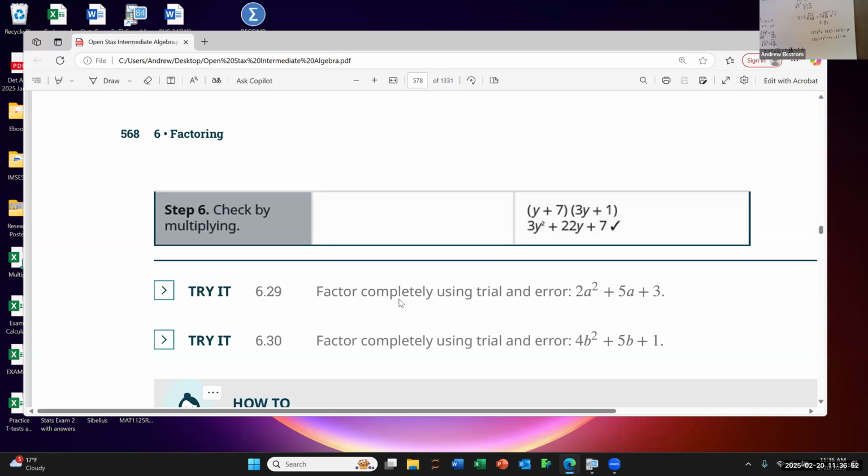And then how do you deal with that? As far as I'm concerned, if this is a problem on the exam and you write y or quantity y plus 7 times the quantity y plus 1/3, I'll give you full credit for that. I don't care.